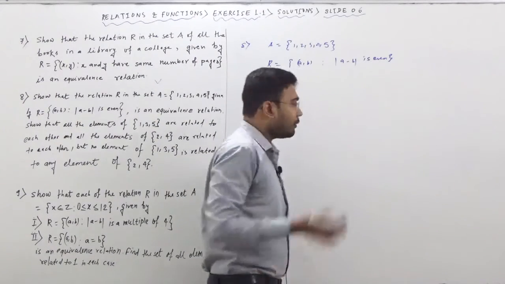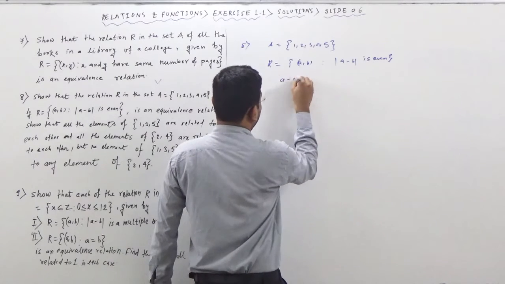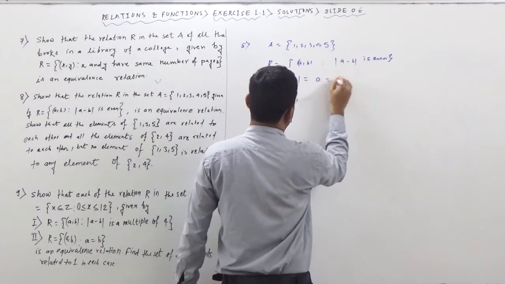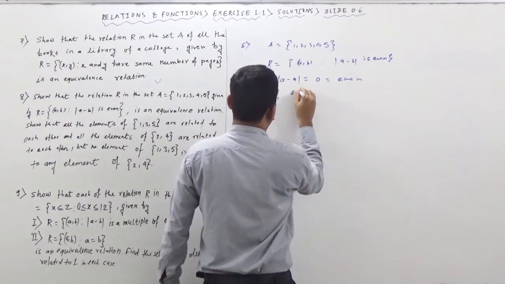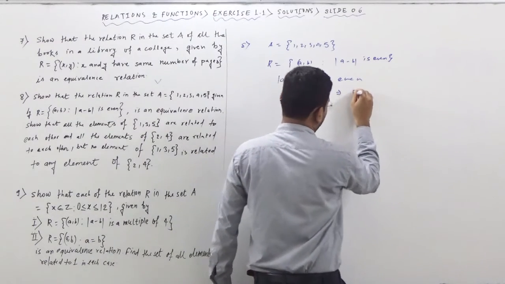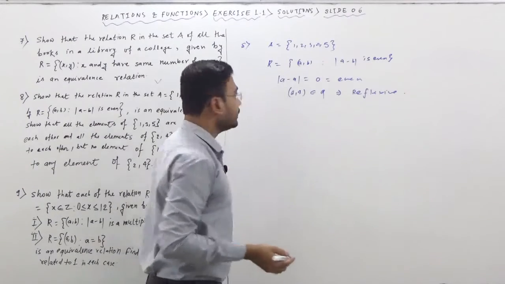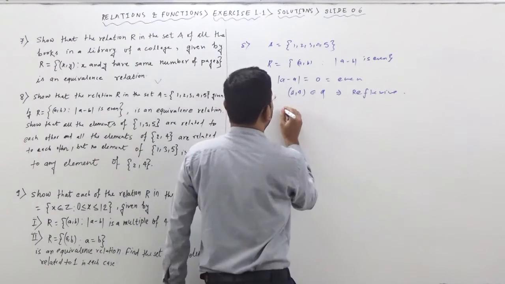Can you prove it? Of course, this is very simple to prove, because A minus A always is going to be 0, and that is even. So we can write (A, A) belongs to this R, therefore this is a reflexive relation. Now we'll check it for symmetric relation. If we are checking it for symmetric relation, what do we have to check?